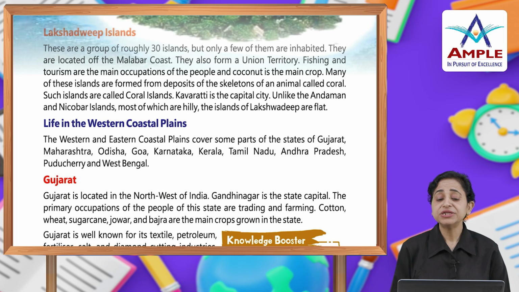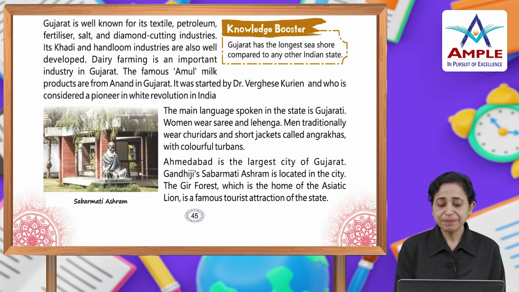Gujarat is located in the northwest of India. Gandhinagar is the state capital. The primary occupations of the people of this state are trading and farming. Cotton, wheat, sugarcane, jowar and bajra are the main crops grown in the state. Gujarat is well known for its textile, petroleum, fertilizers, salt and diamond cutting industries. Its khadi and handloom industries are also well developed.